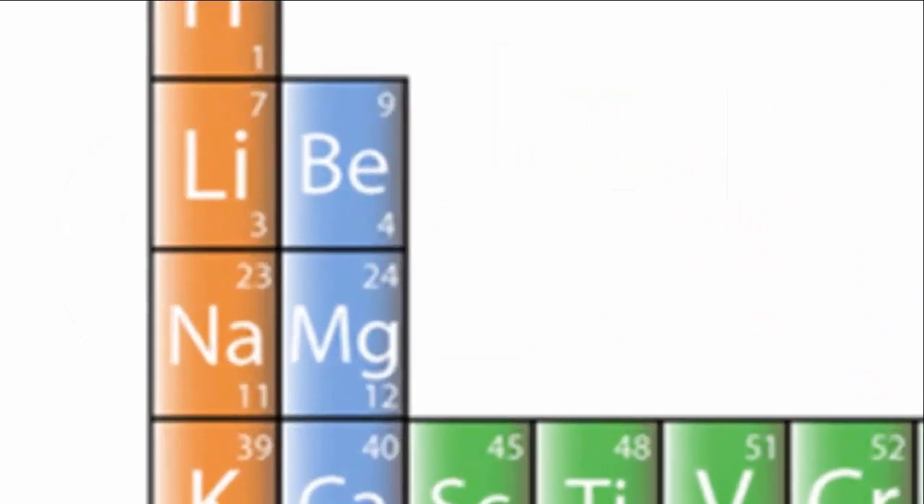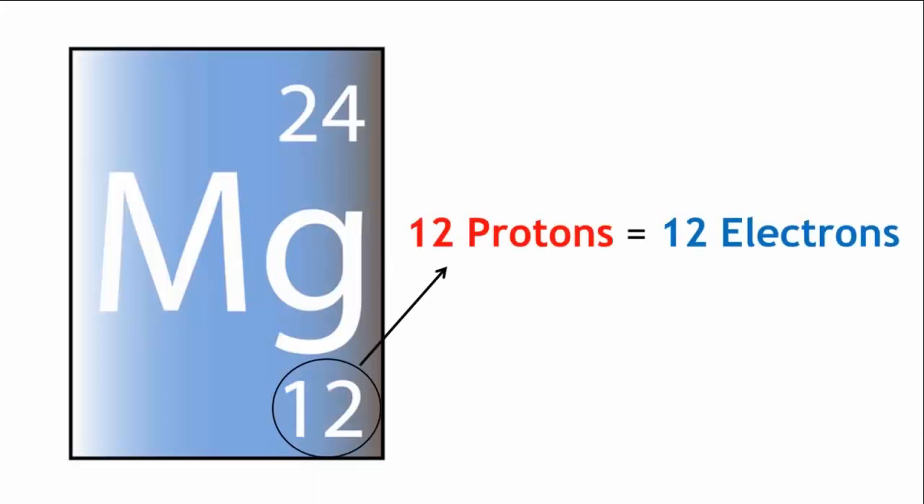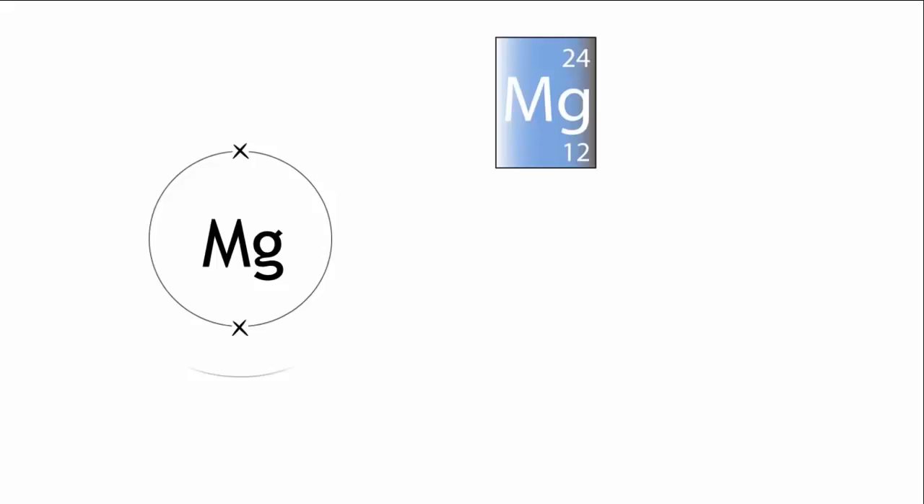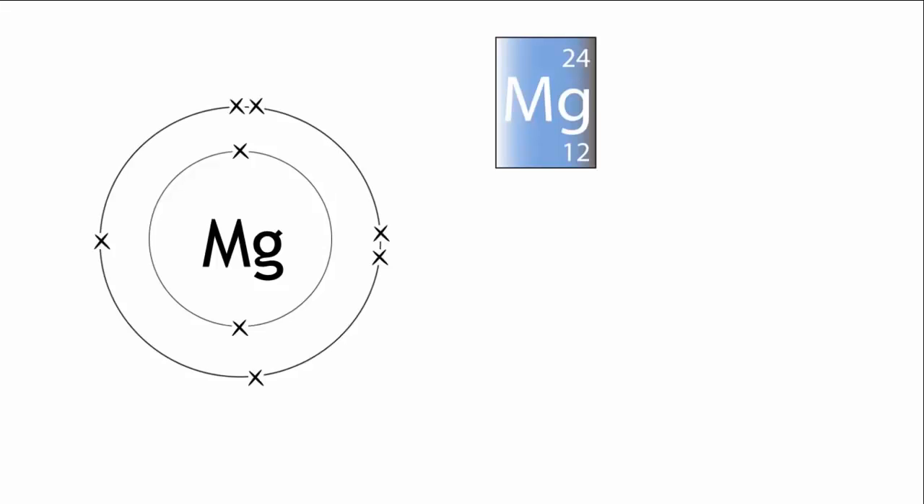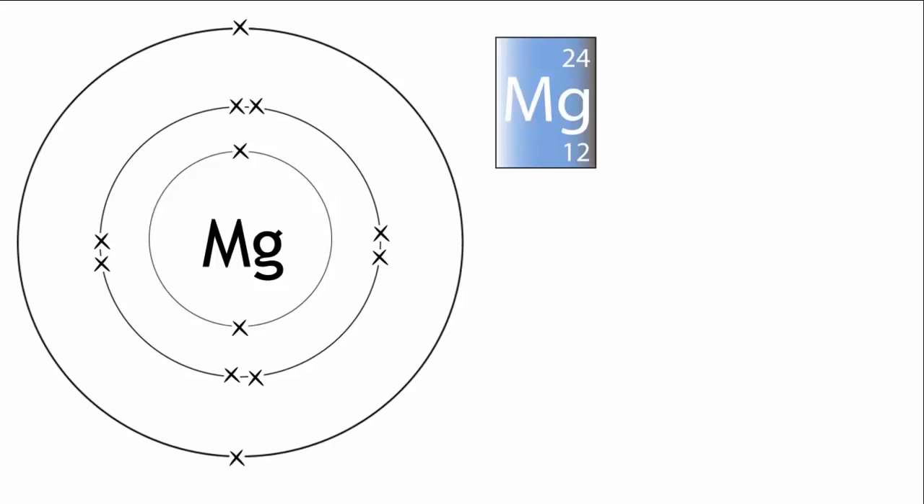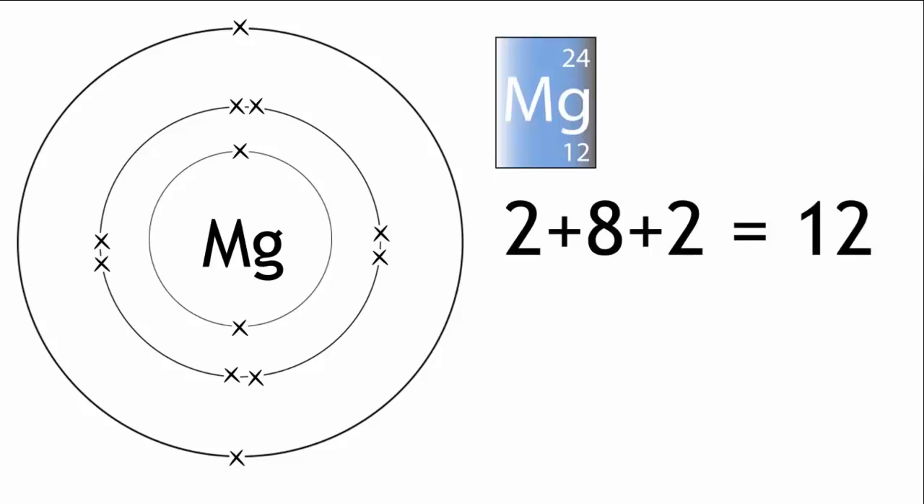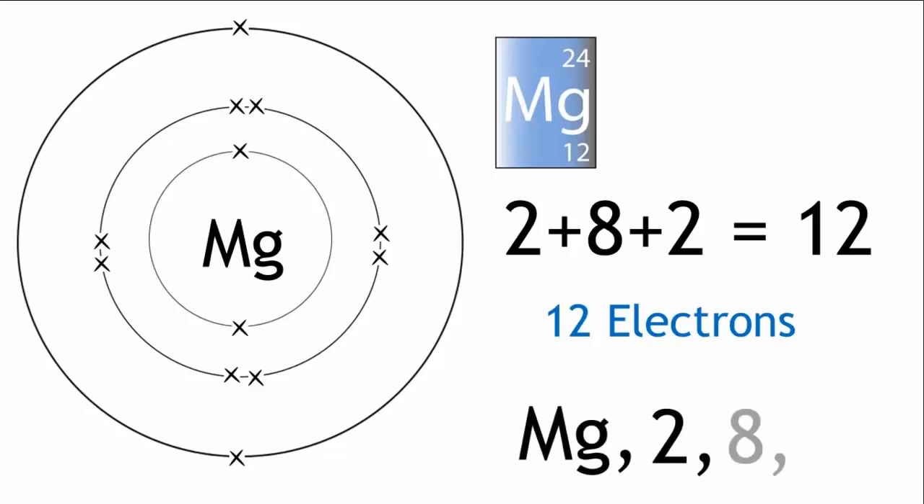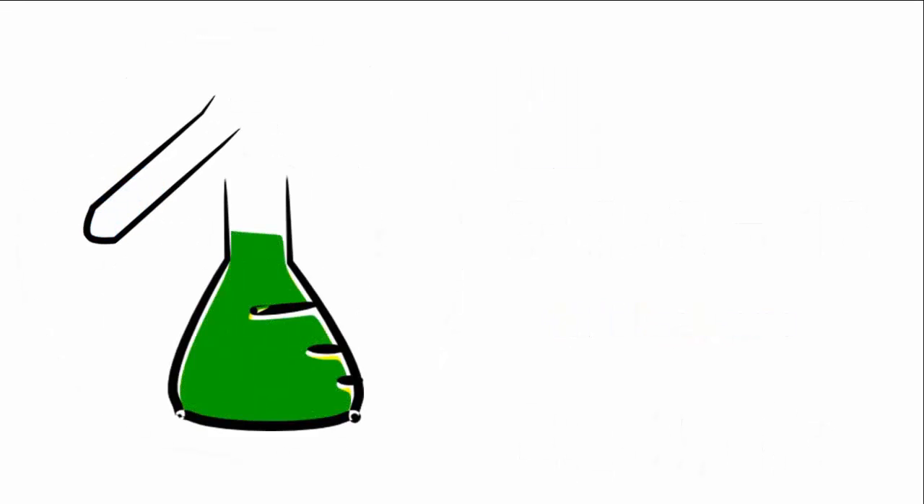Magnesium has 12 protons, therefore it has 12 electrons. The first 2 are placed in the first shell, the next 8 are placed in the second shell, and the last 2 are placed in the third shell. 2 plus 8 plus 2, 12 electrons. This would be written as Mg 2,8,2. The organisation of these energy levels is what gives elements their different reactivities.